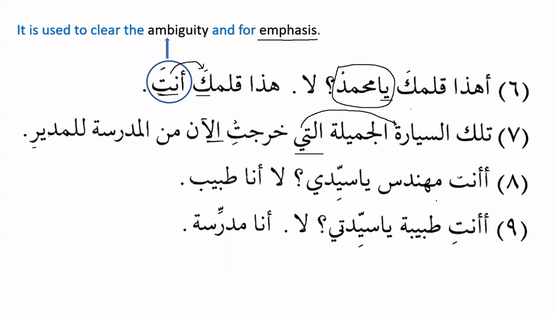Then the next one we have anta muhandisun ya sayyidi. Are you an engineer, sir? Sayyidi is basically used to call upon someone, like saying sir. So anta muhandisun ya sayyidi, dear sir or oh sir, are you an engineer? And he says la ana tabibun, no, I am a doctor. Then we have anti tabibatun ya sayyidati, and for the feminine, oh madam, are you a doctor? And she says la ana mudarrisatun, no, I am a teacher.